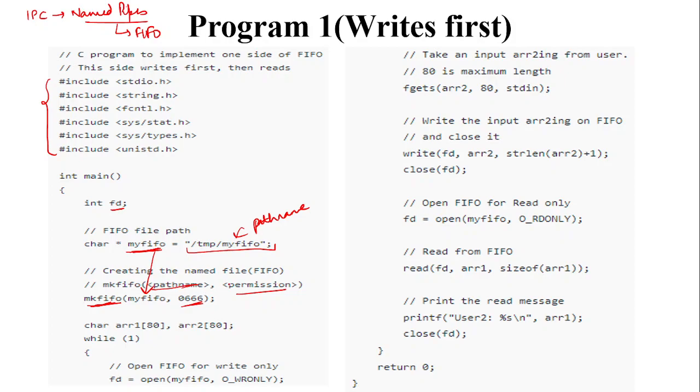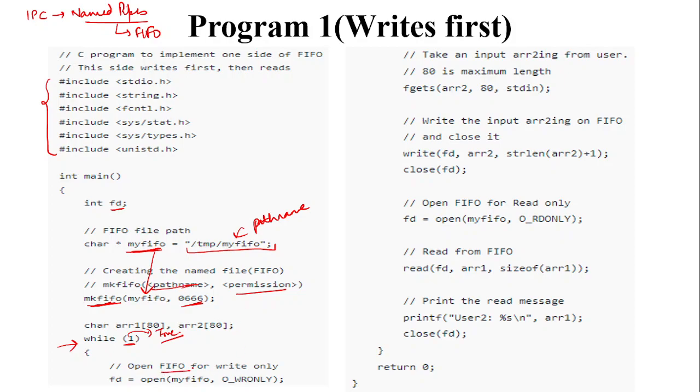So 666, or let's say 777, will execute the type of permission that it is associated with. Then we have declared two arrays here, and then we start with the while loop. While 1, where 1 stands for true, means this loop will always execute. If we had 0 here, this loop would not have executed.